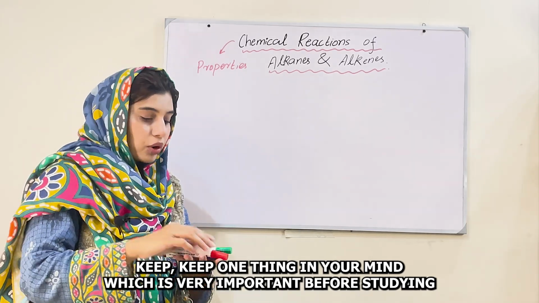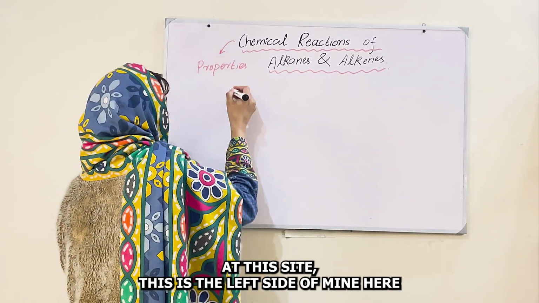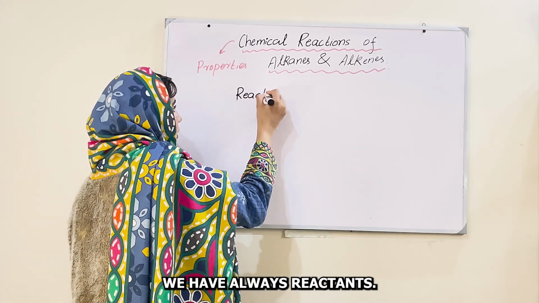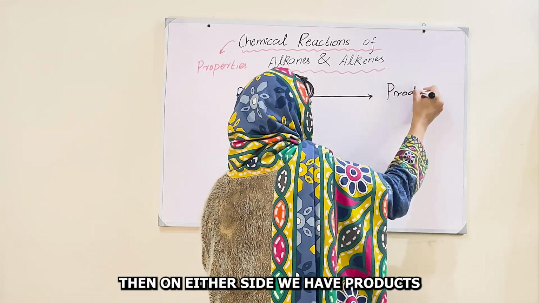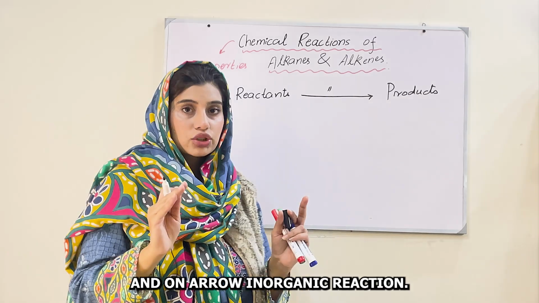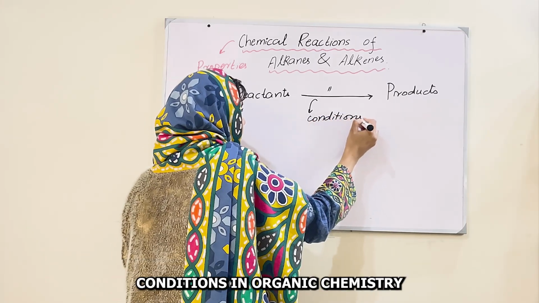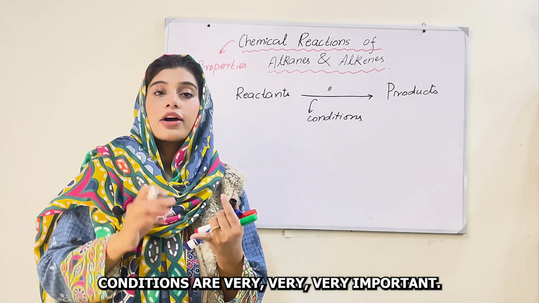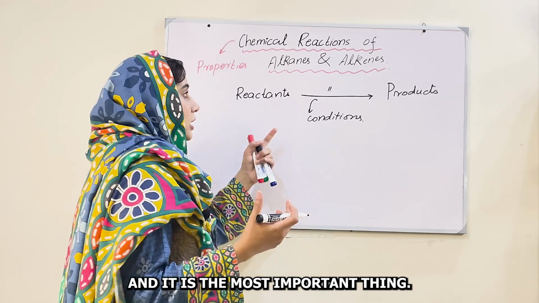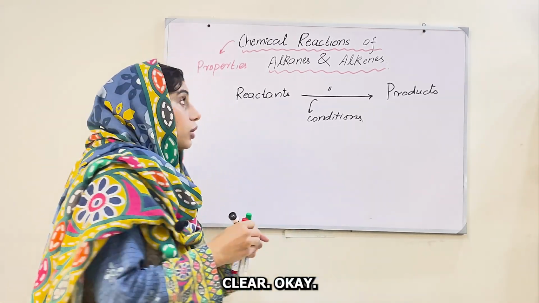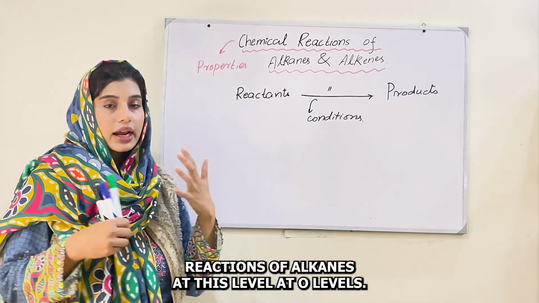Keep one thing in your mind which is very important before studying the chemical reactions, which are the basics of chemical reactions. On this side, the left side, we always have reactants. Then this is an arrowhead. Then on the other side we have products. And on the arrow, in an organic reaction, if something is written on this arrow, that means the conditions of that reaction. In organic chemistry, conditions are very, very important. I will explain the reactions in which we will discuss the conditions, and it is the most important thing. Clear? Okay.